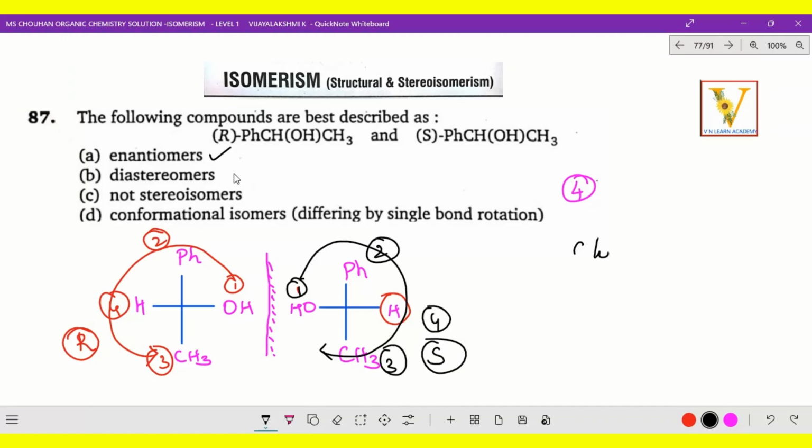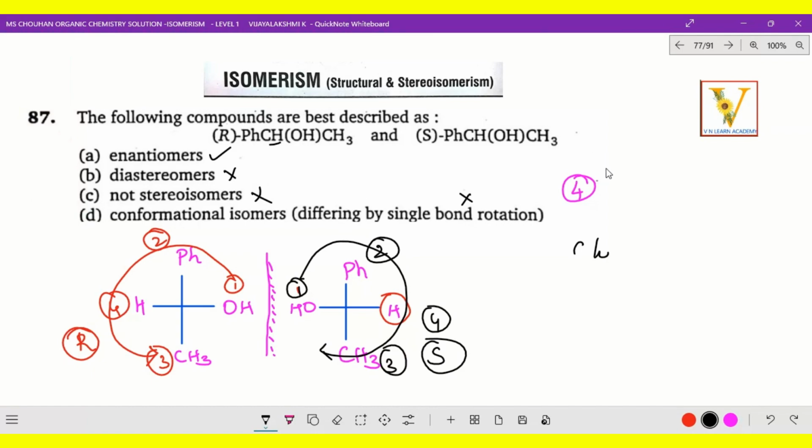Now diastereomers will not be possible. Why? A minimum of 2 chiral carbons has to be present, and here only 1 chiral carbon is present, so this will not be. And not stereoisomers: 100% these are stereoisomers. Conformational isomer is a single bond rotation. Here there is no single bond rotation, as Ph is present, so this will not be applicable. I hope you got the clarity.